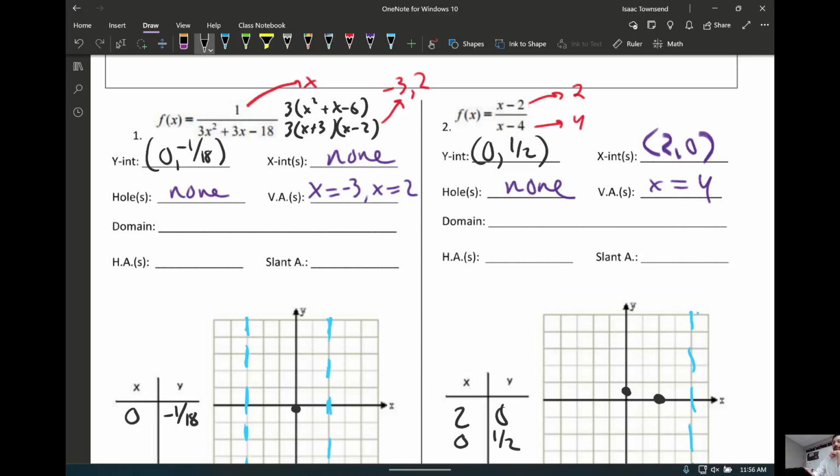Okay, I'm going to come back to domain because domain's a lot easier for some people once you see the graph, and that's perfectly fine to do after you finish the graph. The domain's not going to help you get the graph. So next up, let's talk about horizontal asymptotes.